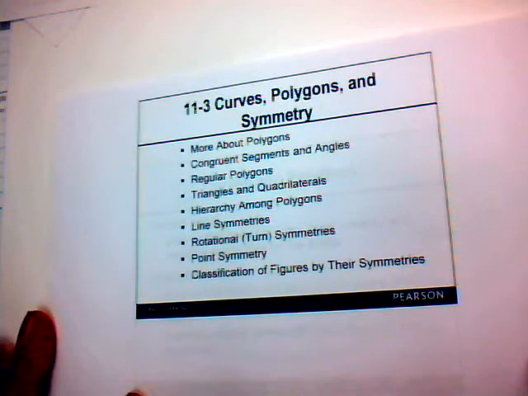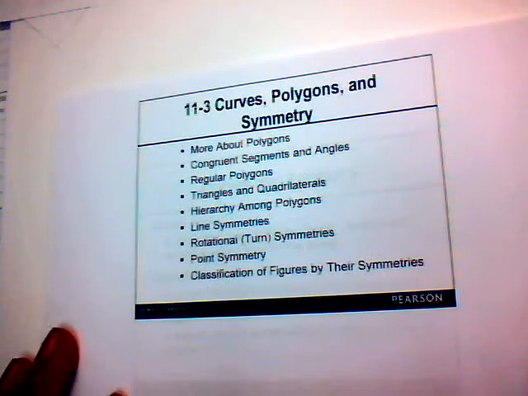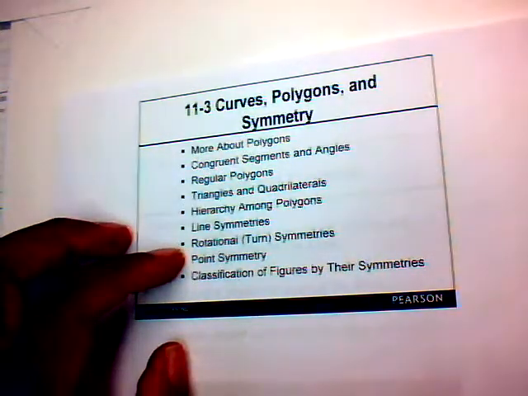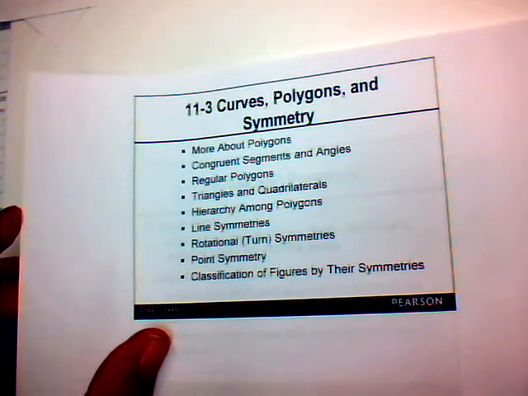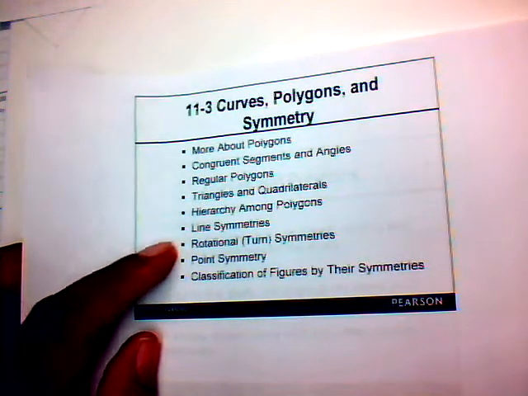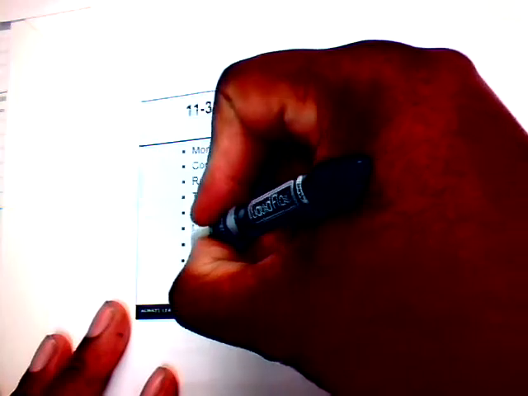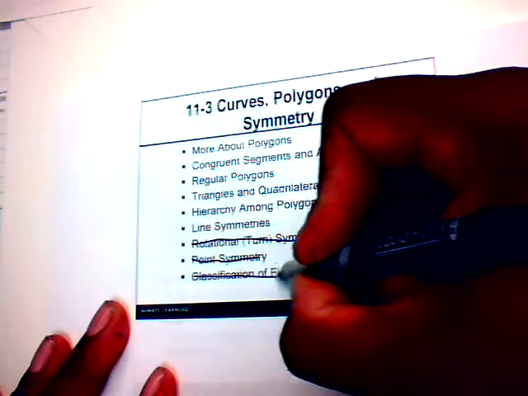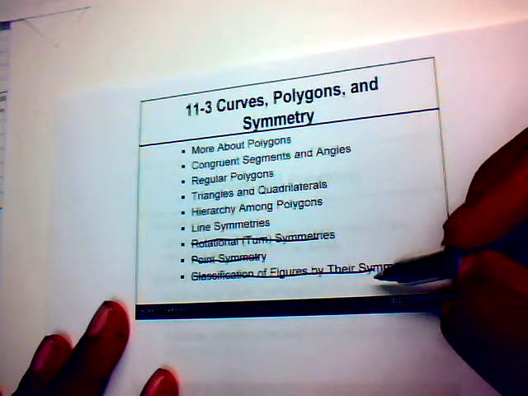Okay, in this video, we're going to be looking at curves, polygons, and symmetry. Now, the only things I'm going to talk about will be more things that are on polygons. We'll look at congruent segments and angles, regular polygons, triangles and quadrilaterals, the hierarchy of polygons, and line symmetries. Now, we will not discuss the rotational or turn symmetries, or point symmetry, or the classification of figures by their symmetries.